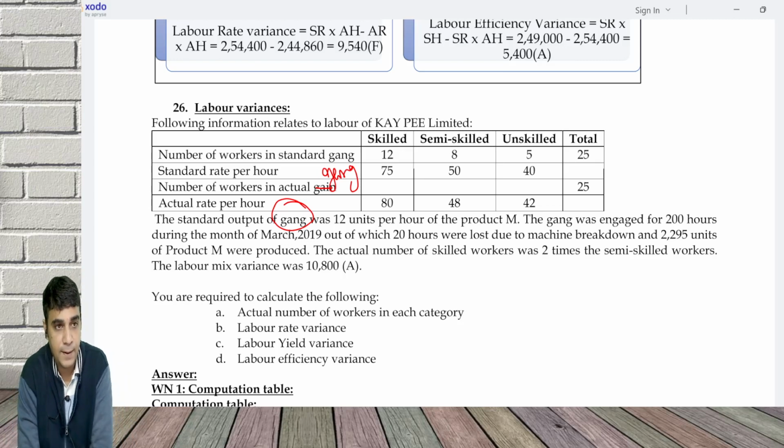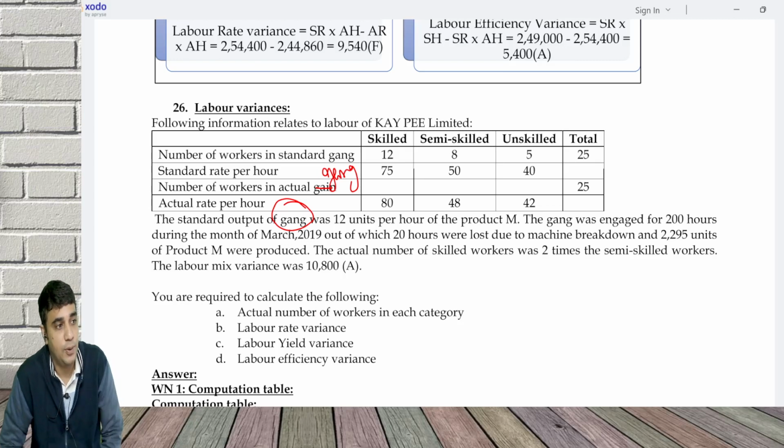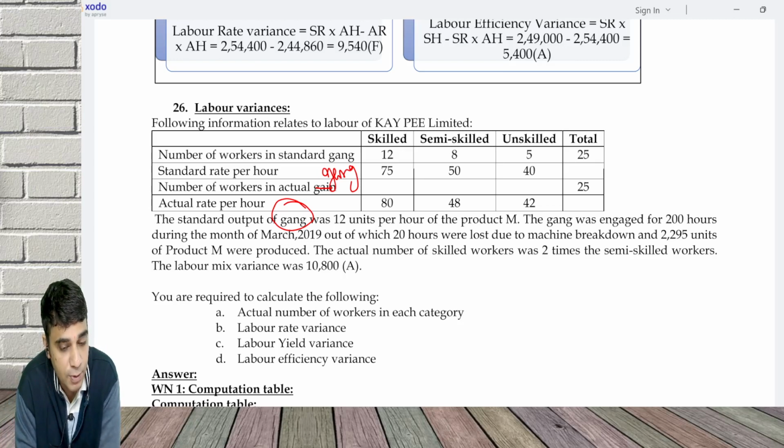50? How did you get 50? You were almost right, but what is 50? Total labor is 25 only. 12 plus 8 plus 5 is 25. You cannot add 25 plus another 25. So it is 25 hours equal to 12 units, because the gang should have 25 people. In reality also the gang has 25 people.